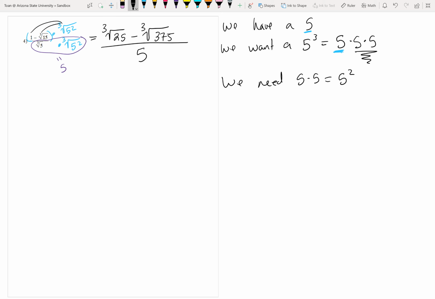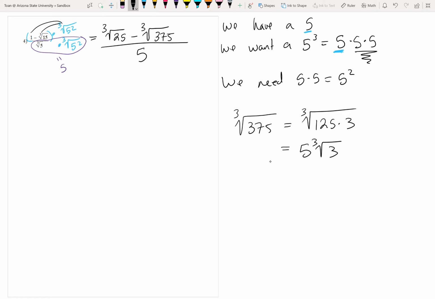Now it comes time to simplification. The cube root of 25, I know I can't simplify because we're the one who used it. So we want to see if we can simplify the cube root of 375. And I hope everyone can see that 375 is just 125 times 3. And the cube root of 125 is 5.